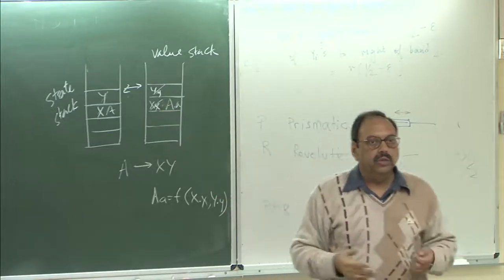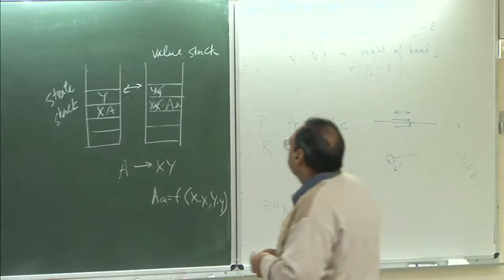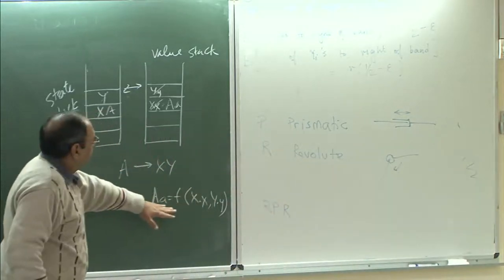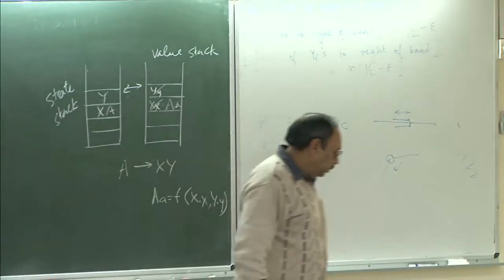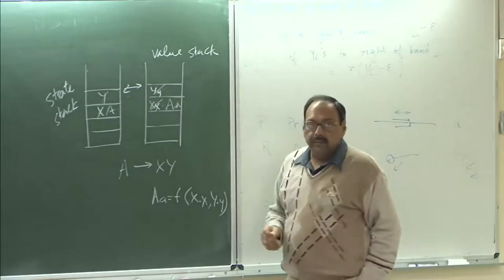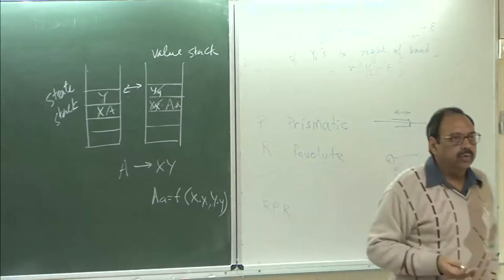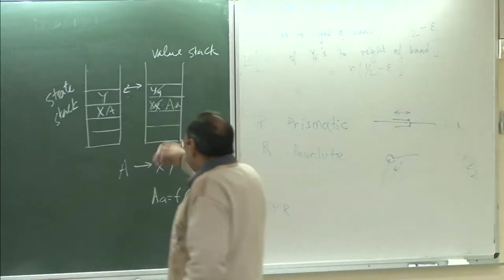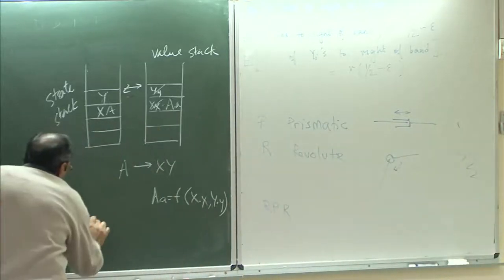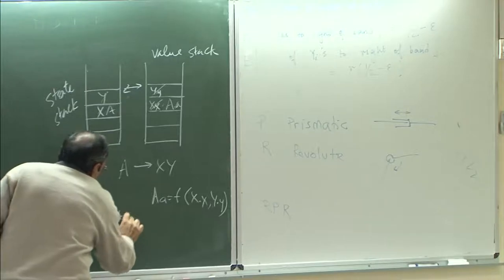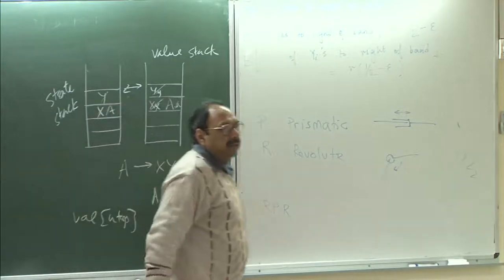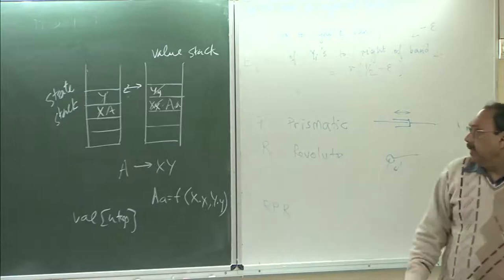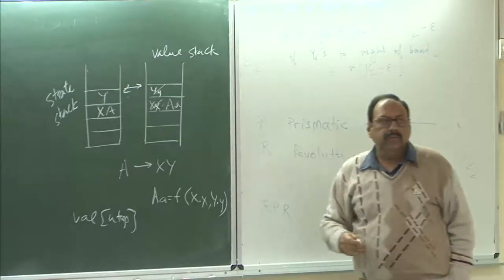Okay. So how will my equations look? Now I can say that if this is the kind of attribute equation I have for this grammar rule, and I want to write it in terms of the value stack, what will I do? Suppose I am computing the value which will come at the new top. How will I compute that?